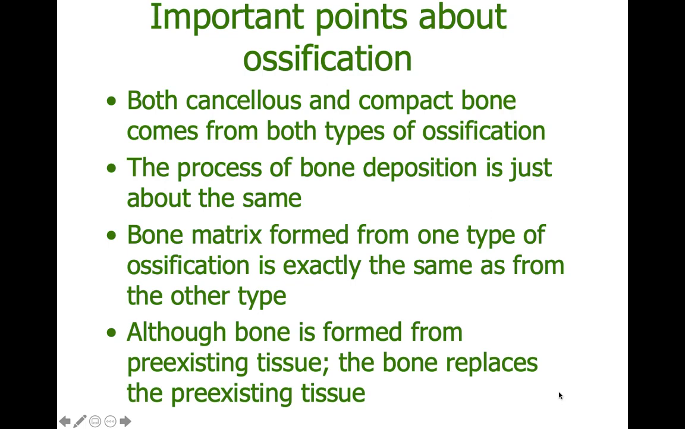Although bone is formed from pre-existing tissue, the bone replaces that pre-existing tissue. So, if we're talking about intramembranous, the pre-existing tissue is a membrane. Endochondral, the pre-existing tissue is cartilage. What we're saying here is we're going to start with a pattern, a template, if you will, of membrane or cartilage. And as the bone is formed, that pre-existing tissue is going to be broken down and all that will be left behind is bony tissue.